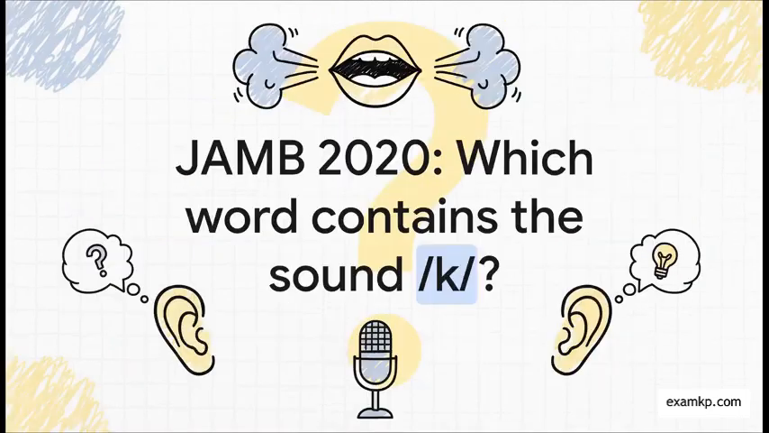Let's try a JAM question now from 2020. This time we're on the hunt for the pure k sound. The options are A, church, B, Q, C, school, and D, pleasure. Remember what I told you. Don't let the spelling fool you. Say each word out loud and just listen for that sharp k sound.